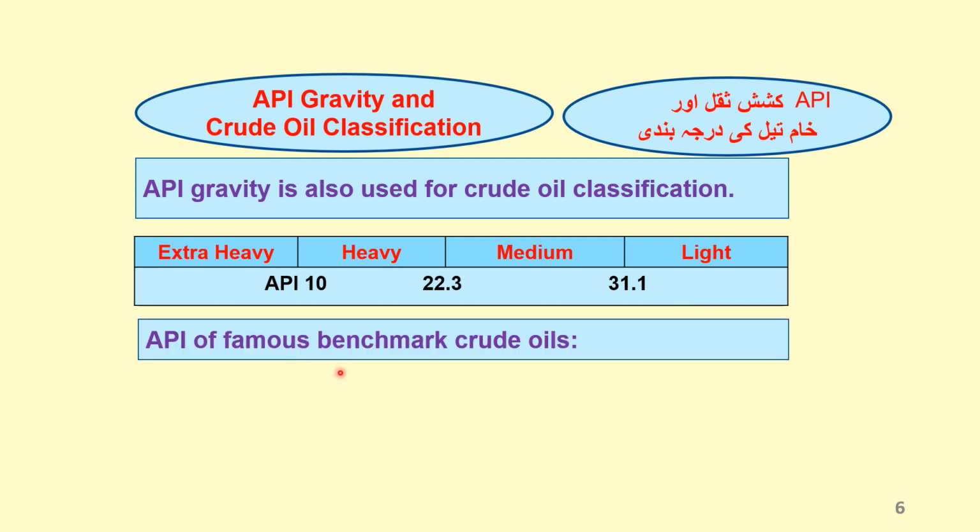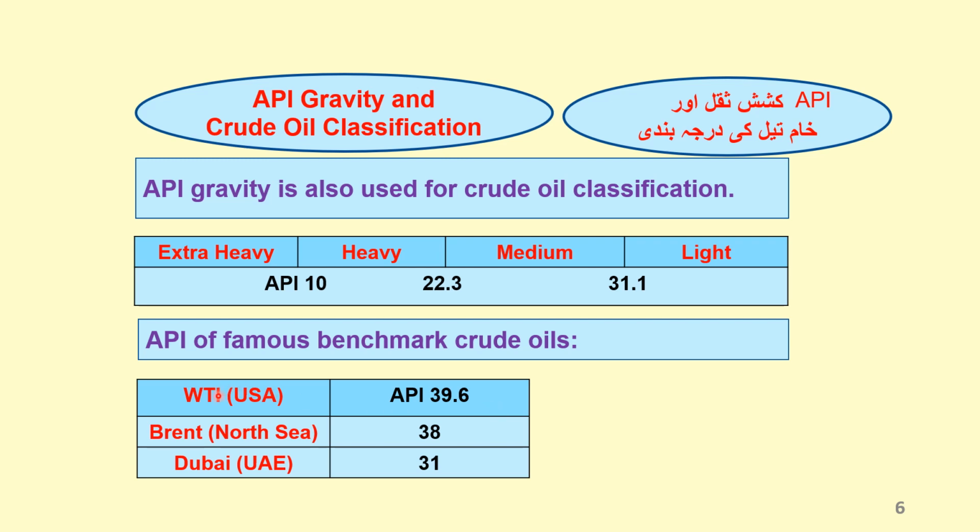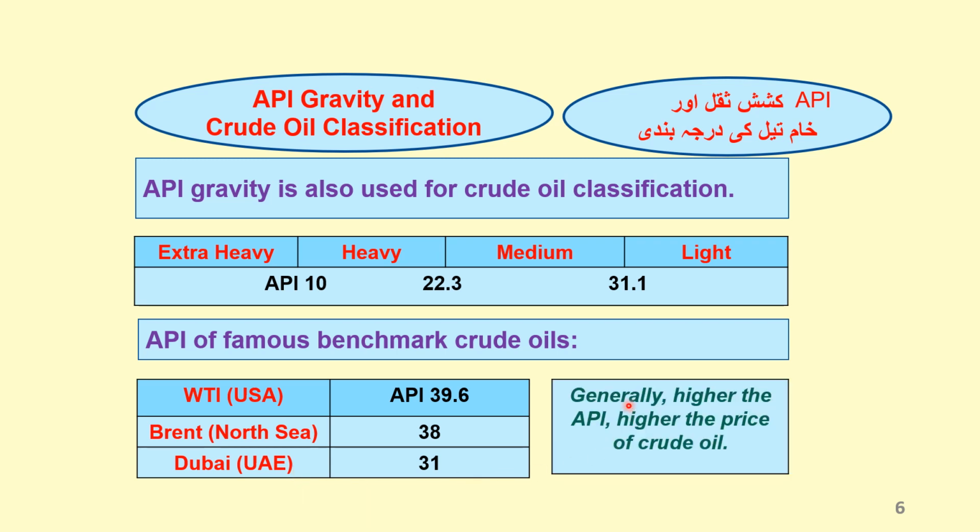Famous benchmark crude oils by API: WTI API 39.6, Brent 38, Dubai 31. Generally, the higher the API, the higher the price of crude oil.